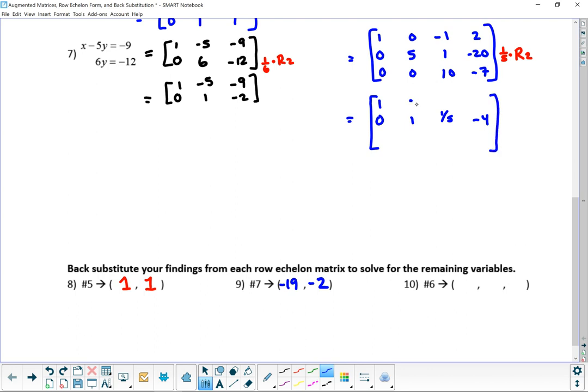Okay, row 1 and row 3. Okay, so it looks pretty good. Now I already have the 0 below it, so I just need that 10 to become a 1. So what should I do? Well, take row 3, multiply by 1/10.